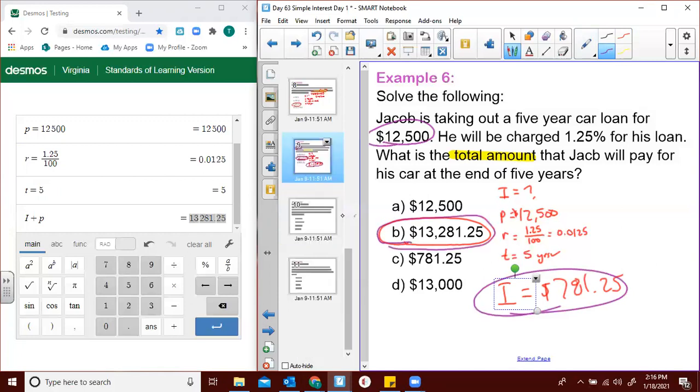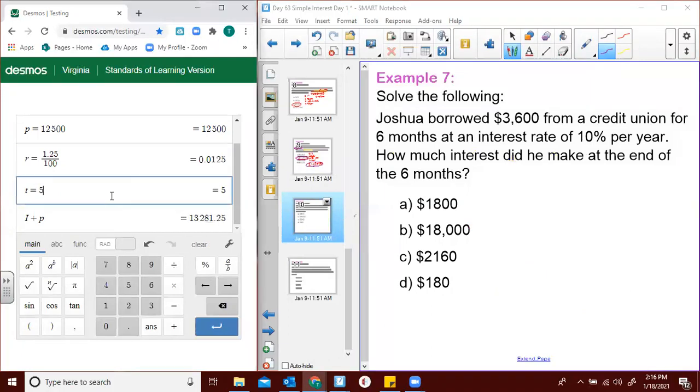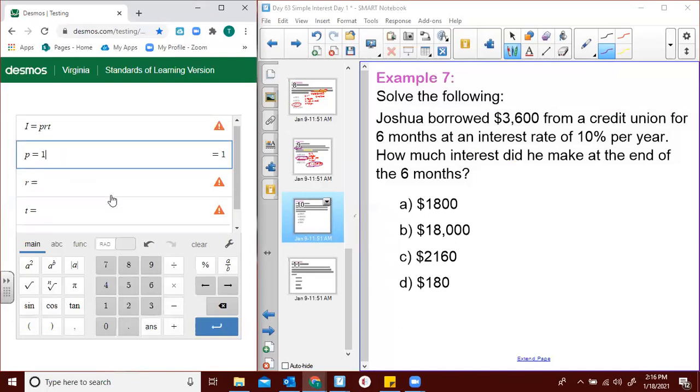All right, let's try another one of these just strictly in Desmos. All right, so Joshua borrowed $3,600 from a credit union for 6 months at an interest rate of 10% per year. How much interest did he make at the end of 6 months? All right, so we know that we're just looking for interest. We're not looking for a total, just interest. So I'm going to write out my IPRT, and we're going to figure out how we're going to plug these in Desmos. Okay, so our interest, we don't know. Our principal, we started off with $3,600.